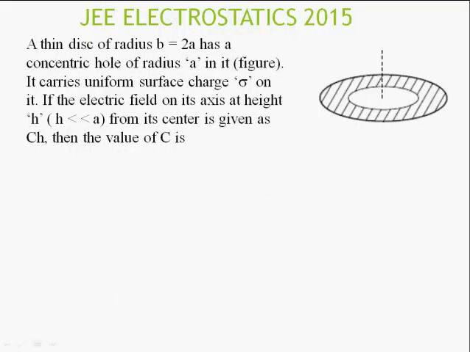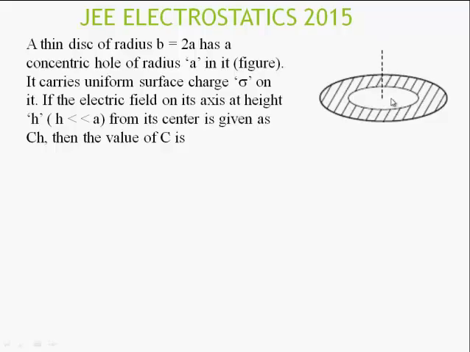Again, this is a 2015 electrostatics question. A disk is there. Radius B is 2A. A is the inner radius. This is A. This is 2A. There is a disk, a hollow disk you can say. It is having some charge. You have to find the electrical field at a distance of height h from its center. That means at this point you want. This is height h.